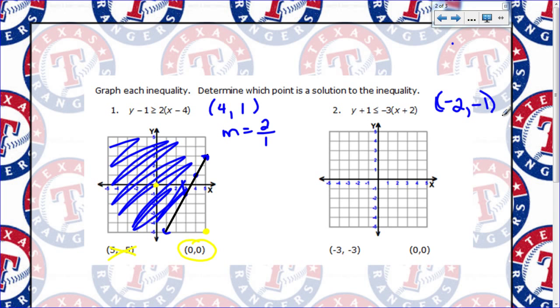If you can't remember the y, what I need you to remember is that whatever sign is here in front of this number, it has to be the opposite in your point. So if it was a minus, it's a positive in the point. If it was a plus, it's a negative in the point.